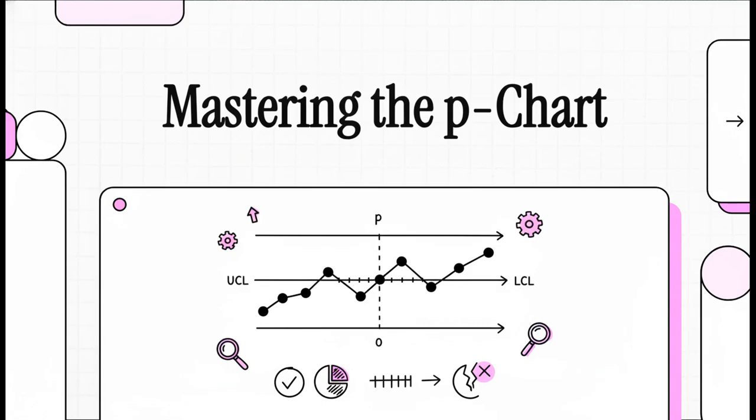Welcome to the Explainer. Today, we're diving into a really vital tool in statistical process control. It's basically a secret weapon for quality teams everywhere, the P-chart. If you've ever had to deal with inspection data where units simply pass or fail, and you found yourself wondering how to separate normal daily noise from a genuine process shift, well, you are in exactly the right place.